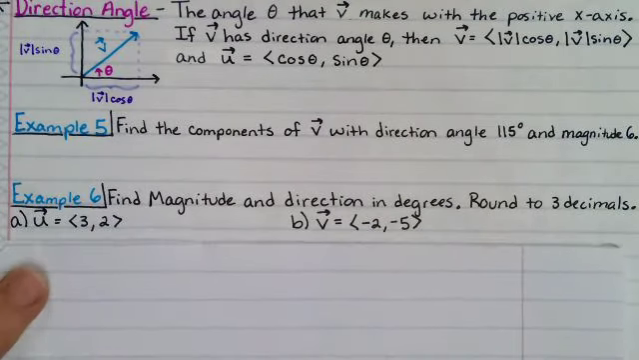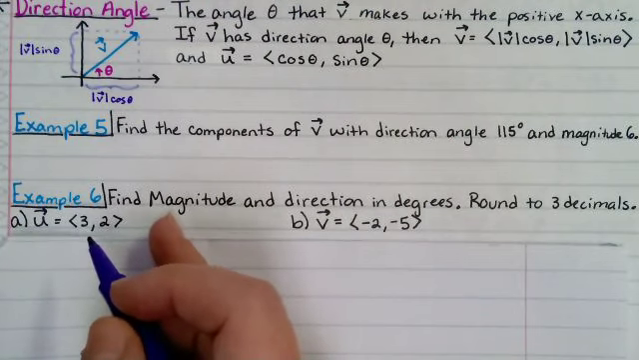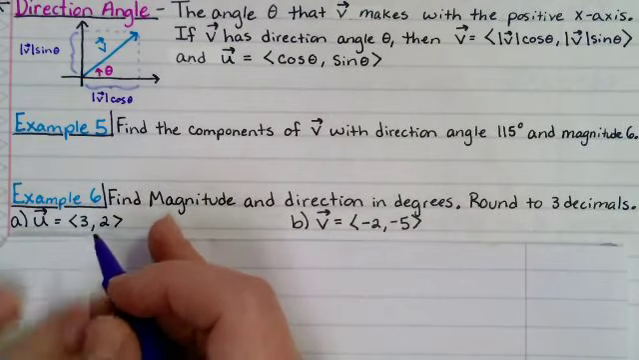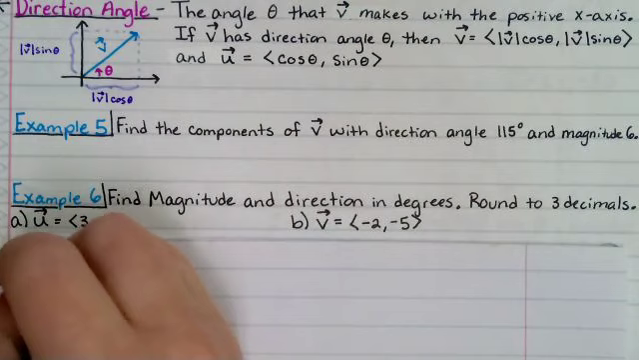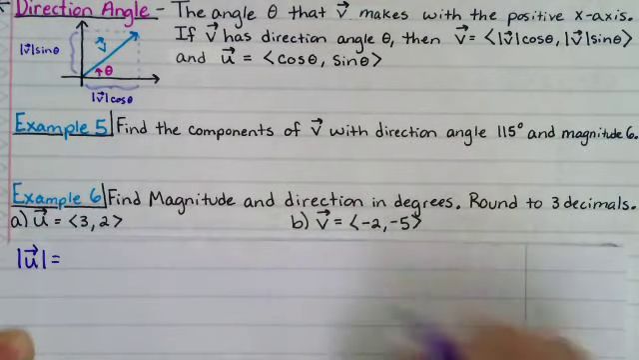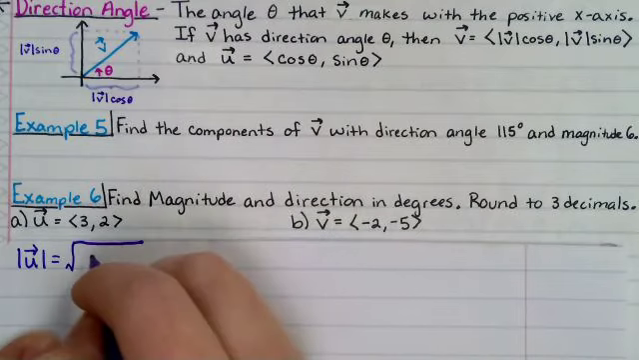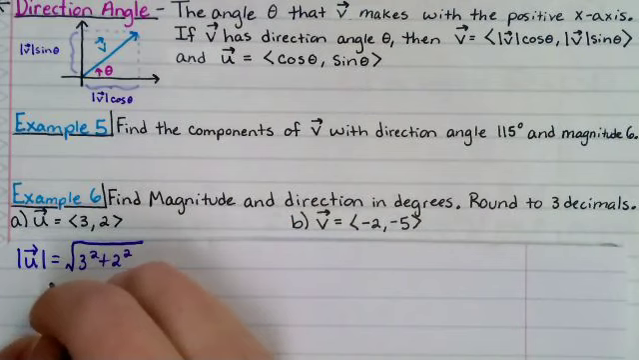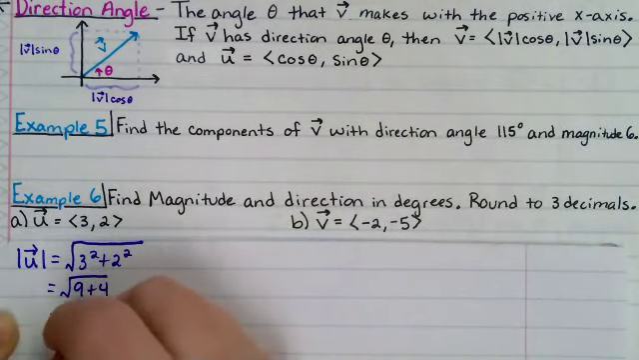So we're going to look here at A. And the first thing I said to do is find the magnitude. Oh, that's easy. I've got the A and the B. I can get the magnitude, no problem. We're going to plug that into the square root of A squared plus B squared. So that's 3 squared plus 2 squared, 9 plus 4, square root of 13.